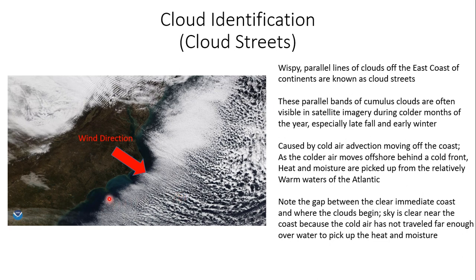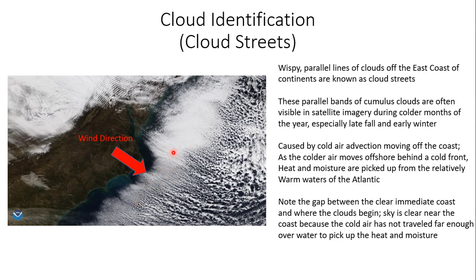Note the gap also. I want you to note the gap here between the clear area just offshore, just off the east coast, and when these cloud streets start. The sky is clear near the coast. This usually happens because the cold air has not traveled far enough yet over the water to pick up the heat and moisture. So the cold, dry air produces clear skies along the immediate coastline, but then as soon as that cold, dry air moves over the relatively warmer waters, it picks up moisture from below and forms these cloud streets.